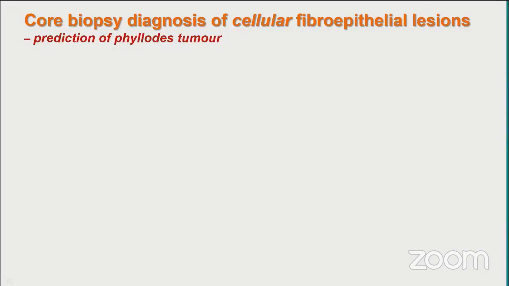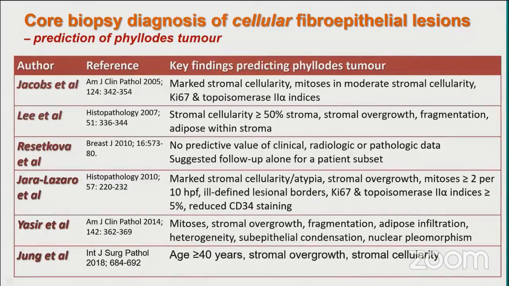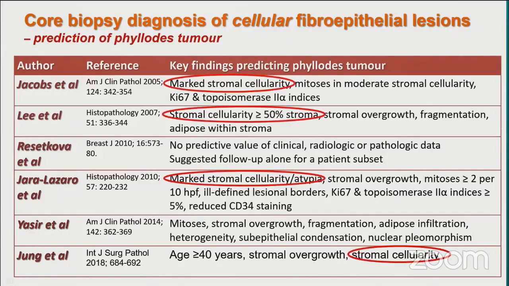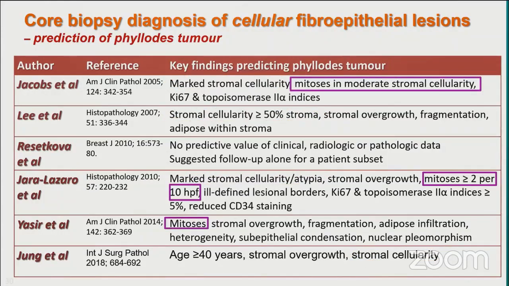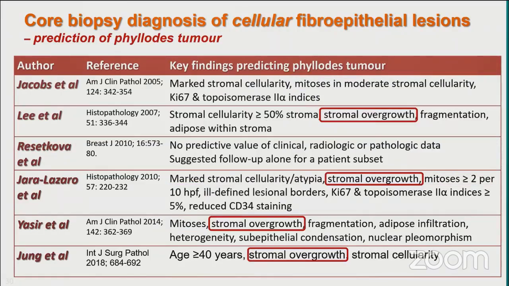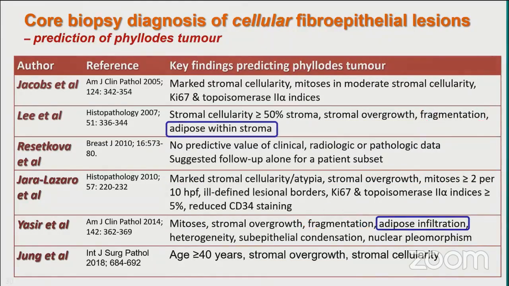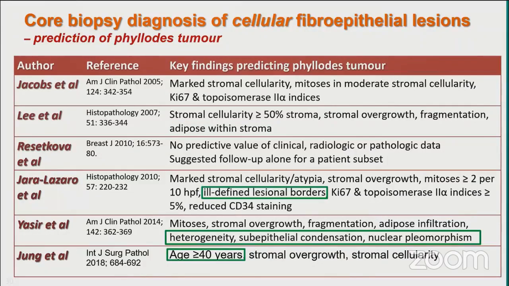Moving up a notch to cellular fibroepithelial lesions, are there predictors of phyllodes tumor on core biopsy? These are some studies that have attempted to answer this question, and key findings reported include stromal hypercellularity, mitotic activity, stromal overgrowth, fragmentation of the tissue, adipose within stroma, ill-defined lesional borders, morphologic heterogeneity, subepithelial condensation, nuclear pleomorphism, and an age of 40 years and above.